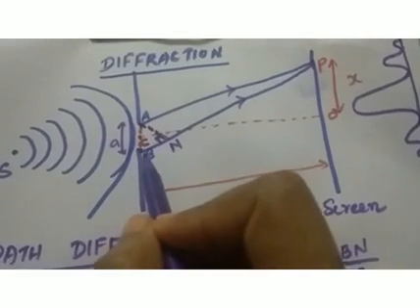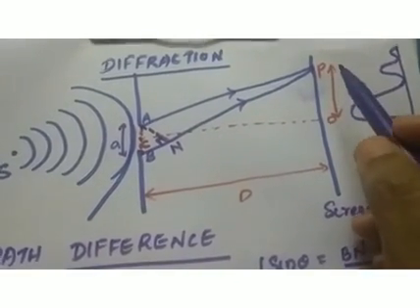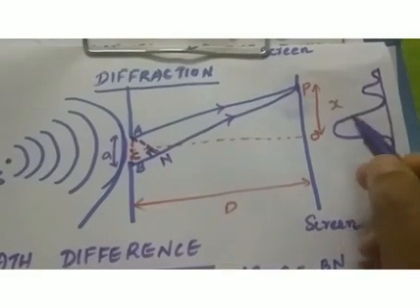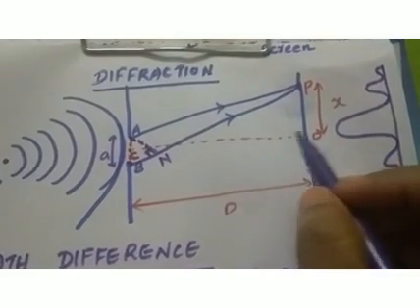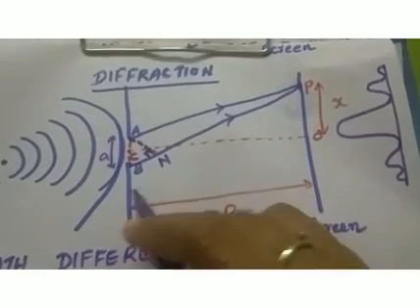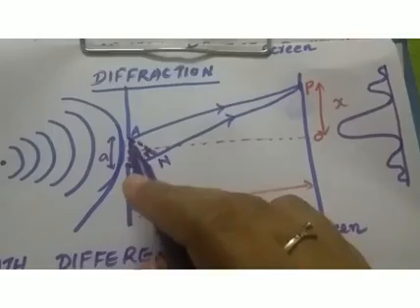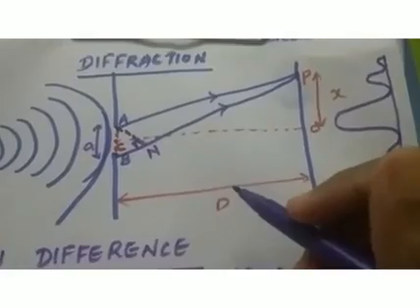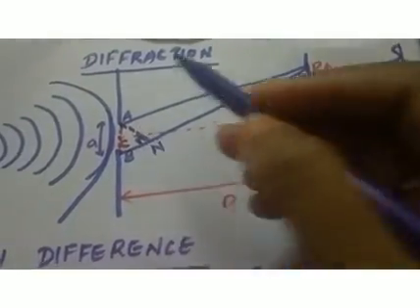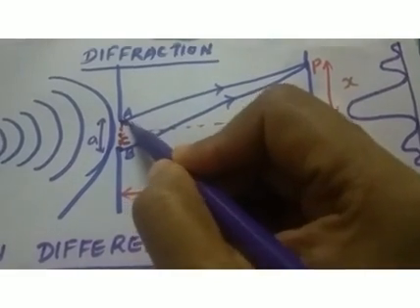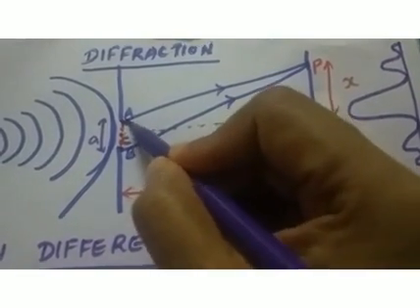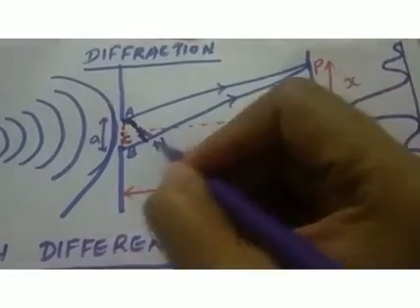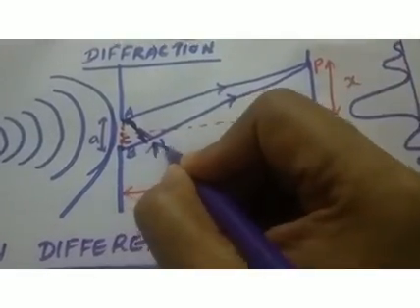Since a single slit is used here, a diffraction pattern is observed on the screen. Okay, and this is the diffraction pattern. So first we can discuss the path difference of the waves from A and B. What is the path difference between the waves originated from A and B? In order to find out the path difference, just draw a normal like this. Okay, and this normal meets the line BP at N.